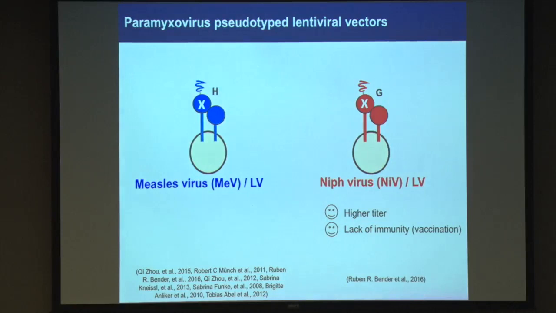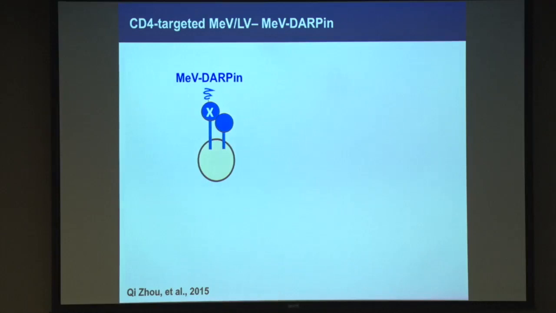Nipah virus pseudotyping is considered a better pseudotype system because of its ability to generate higher titer vectors. In addition, due to the lack of vaccination, Nipah virus pseudotyped vectors are less sensitive to antibody neutralization from human serum. That being said, a CD4-targeted vector was already developed in 2015 by Buchholz's group. This vector was generated by fusing a CD4-binding DARPin on top of the target binding protein. I'll tell you more about DARPin in the next slide.